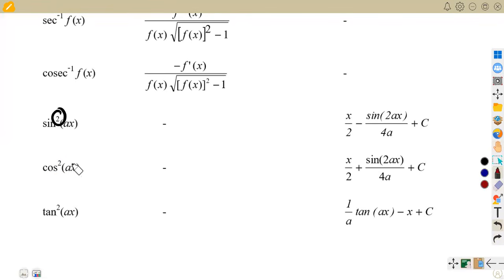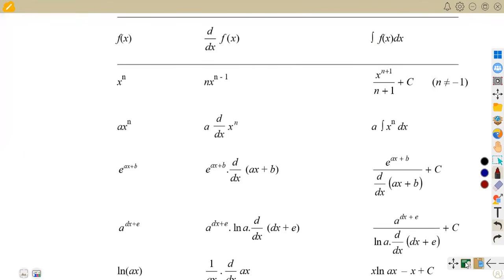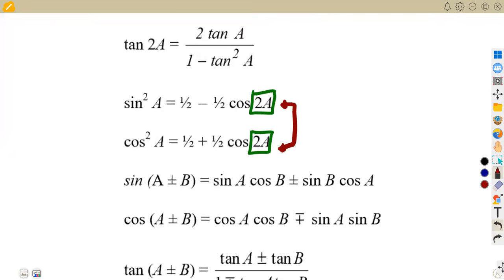So the integral of cos squared ax is going to give us x over 2 plus sine 2ax. So take note, if this is ax, here it's multiplied by 2, 2ax, over 4a, meaning to say the number that is multiplying x is the one that is now multiplying 4. So that is the one that we're going to take. All right. So let us take our integral and see. So this is how you integrate cos squared.